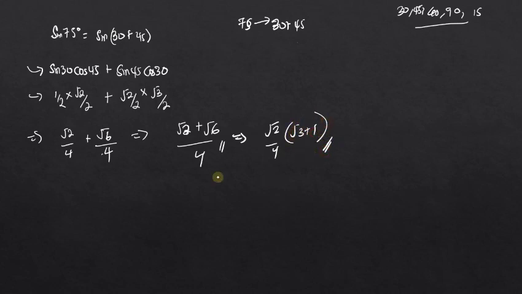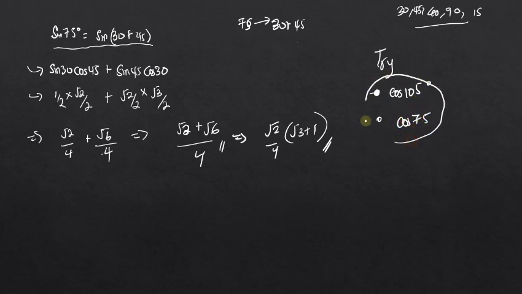So this is the final answer to when you're asked to express anything sine in this form. You can try this example. Try this example and leave your answer in the comment section. If you have cos 105 degrees and cos 75 degrees, try these two examples and leave your answer in the comment section.